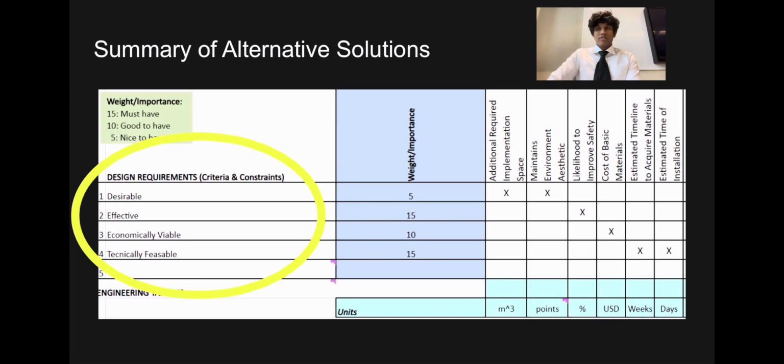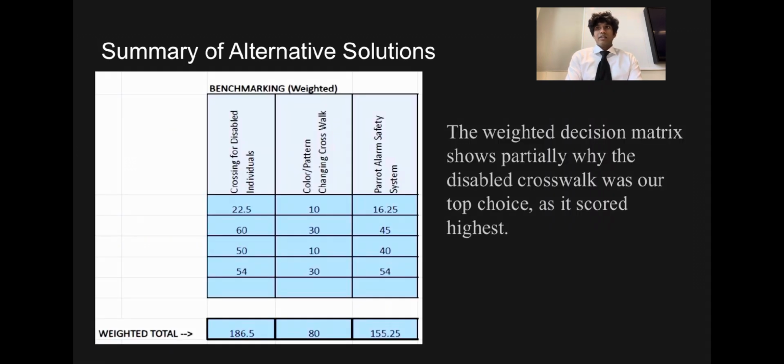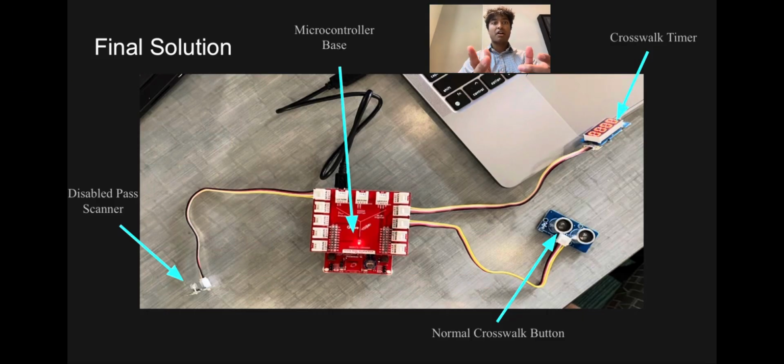We put these three solutions in a weighted decision matrix with the criteria and metrics listed by Quinn before. And after the weighted benchmarking, the disabled crosswalk system came out as our top choice. And we decided to go ahead and pursue that as our final solution. So here on the screen, we have a diagram of our final solution. Now with a normal crosswalk, you simply activate the button, the crosswalk timer turns on, and when the timer's off, you can't cross anymore. So instead of a button, we had to use an ultrasonic sensor because a button was included in the TI kit.